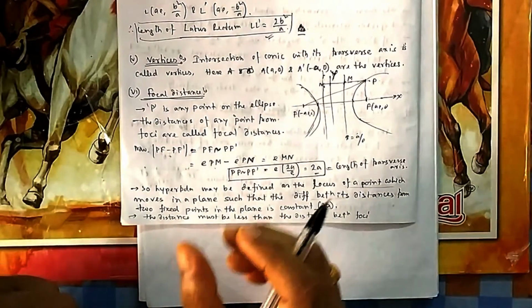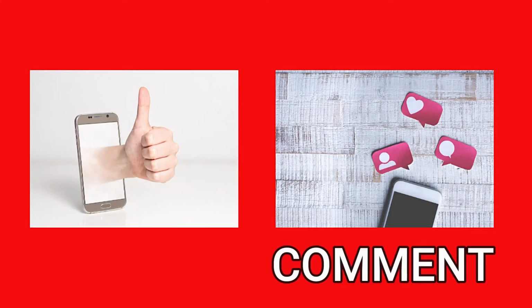And in the case of the ellipse, that 2a was greater than the focal distance.